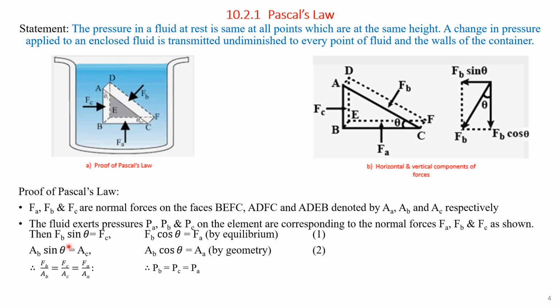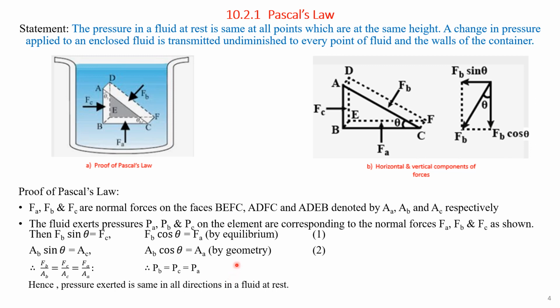Dividing one by another, sin theta gets cancelled. Therefore, FB by AB is equal to FC by AC. Similarly, FB by AB is equal to FA by AA. Hence, FB by AB is equal to FC by AC, which is equal to FA by AA. Therefore, PB is equal to PC is equal to PA. Hence, the pressure exerted is the same in all directions in a fluid at rest.